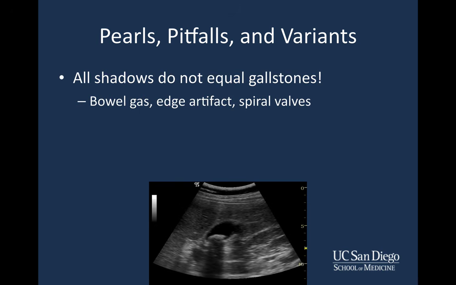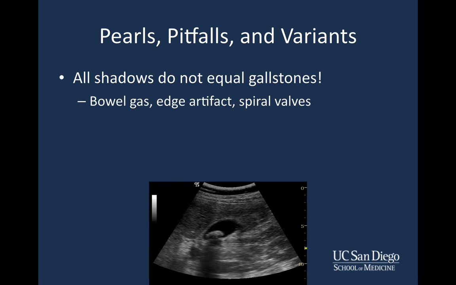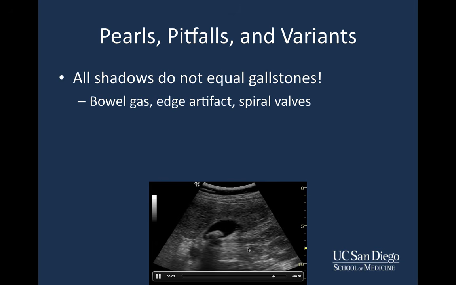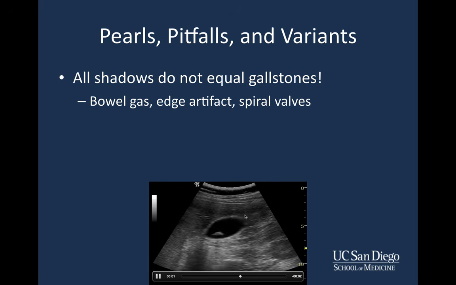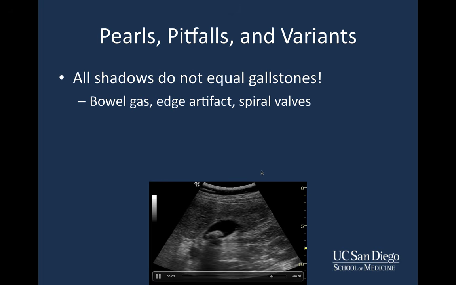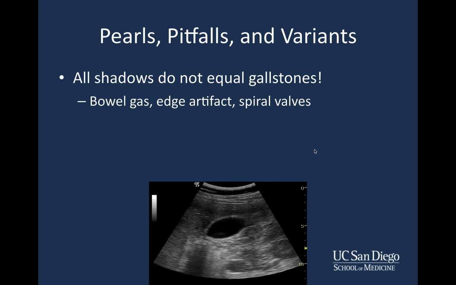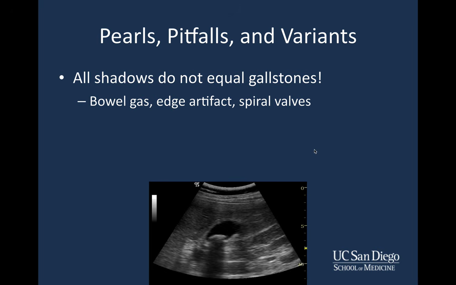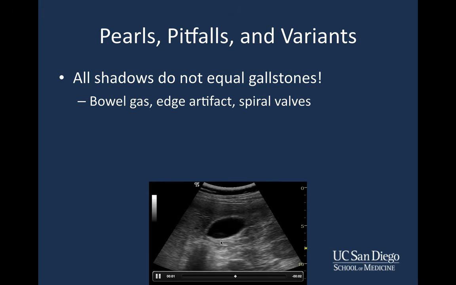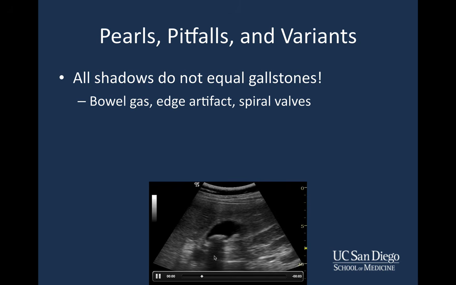Remember also that all shadows do not equal gallstones. There can be bowel gas. You can have edge artifact, as you can kind of see right here, for example. You see a little bit of anechoic signal here, but that's not from a gallstone. That is from edge artifact. You can also have that from spiral valves within the biliary system as well. So just remember that all shadows don't equal gallstones. Look for the hyperechoic structure with posterior acoustic shadowing.